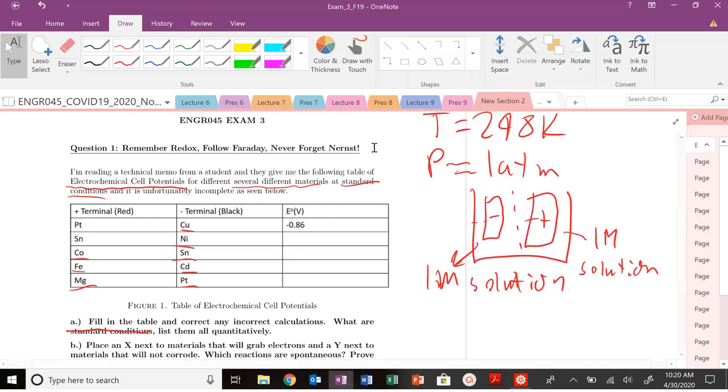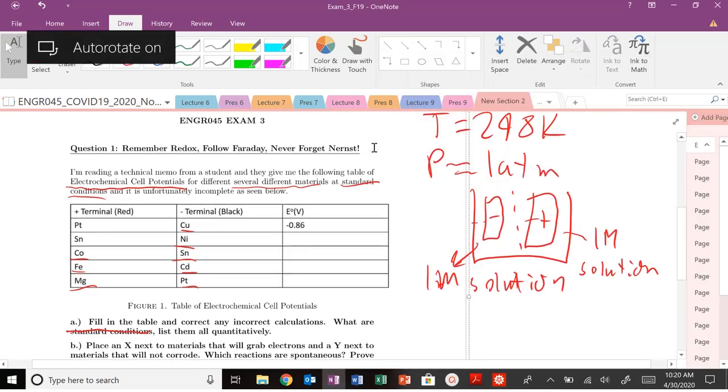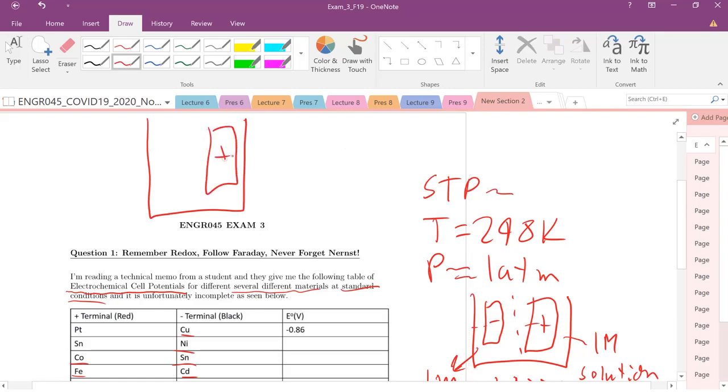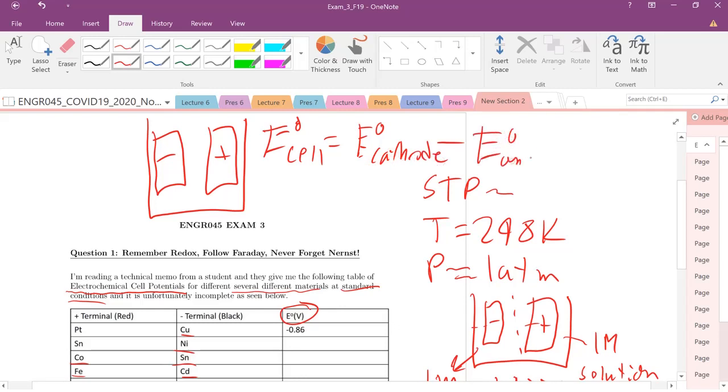So I'm going to flip back now, and we know we have our terminals set up like this, the positive and negative. If I have my electrochemical cell, I have my positive here, which we designate initially as the cathode material. This is our anode. So E naught of the cell is going to be equal to E naught of our cathode, which is the positive terminal, minus E naught of the anode, which is our negative terminal. And then we'll be able to see which material is actually really going to corrode.